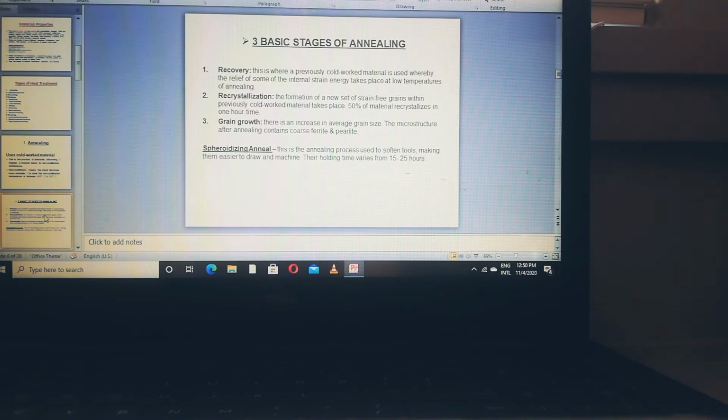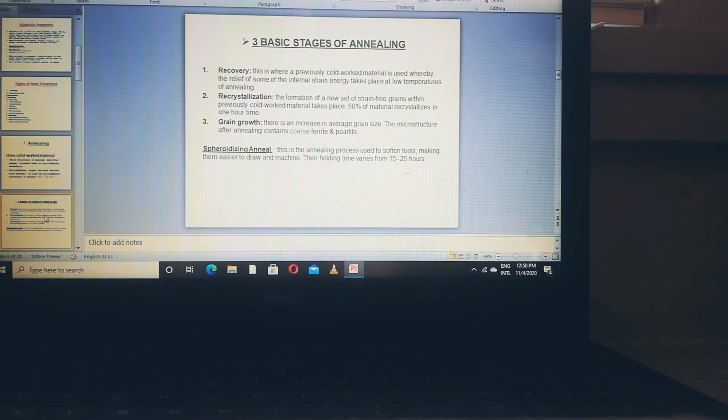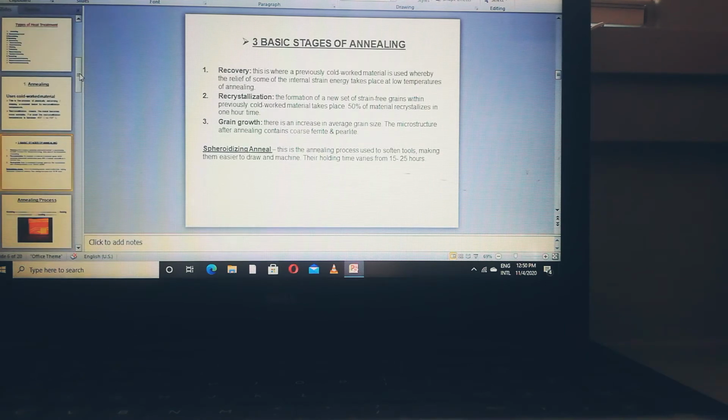We have discussed that under annealing we have a process called spheroidizing. This is the annealing process used to soften tools, making them easier to draw and machine. Their holding time varies from 15 to 25 hours. We're now going to look at the annealing process further.